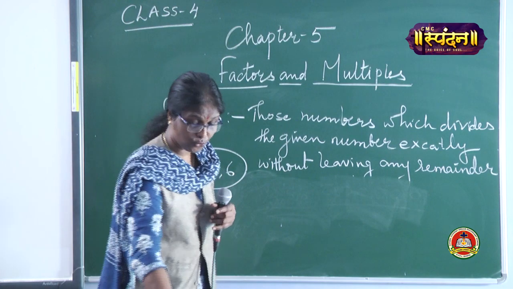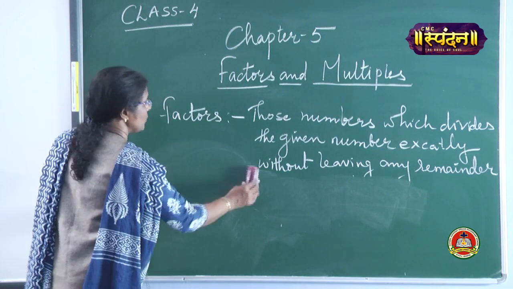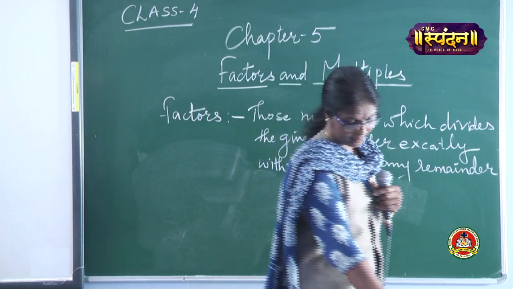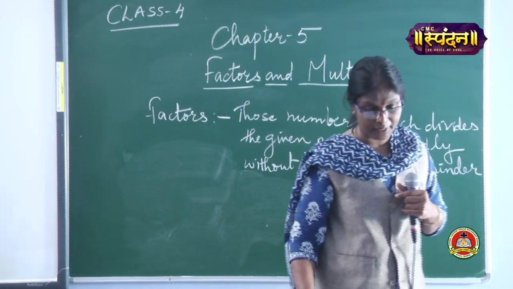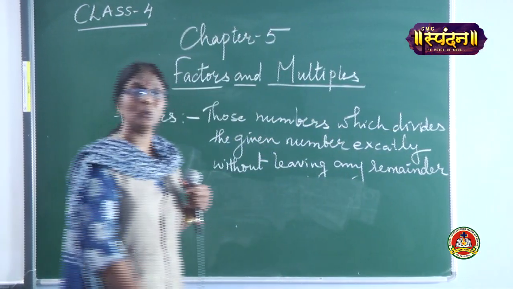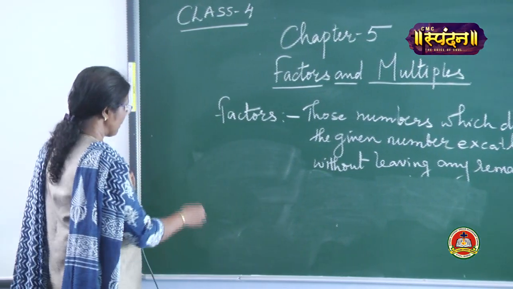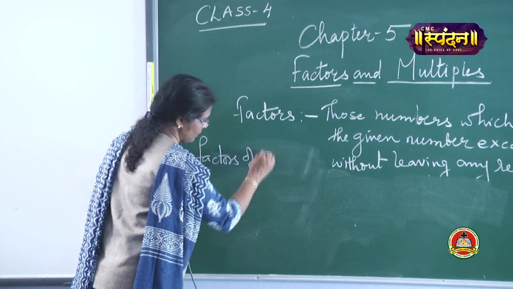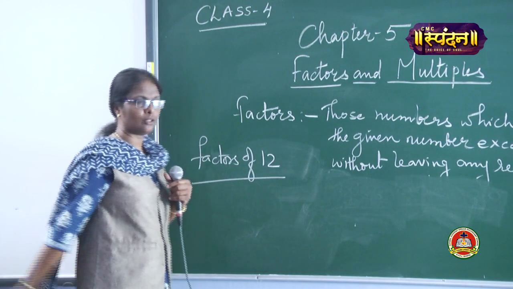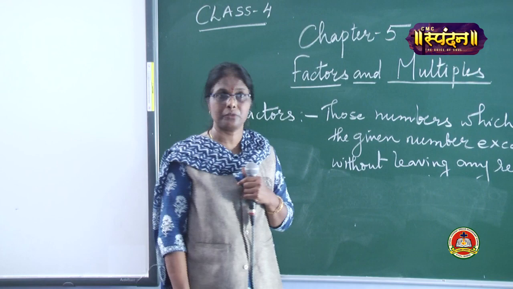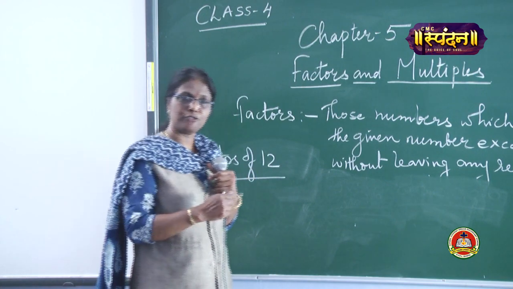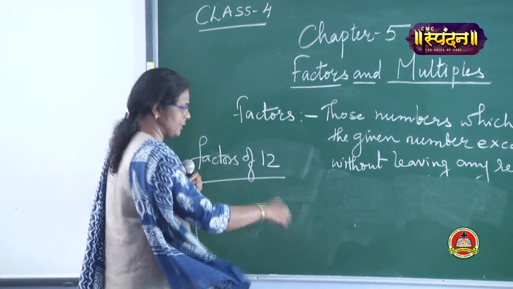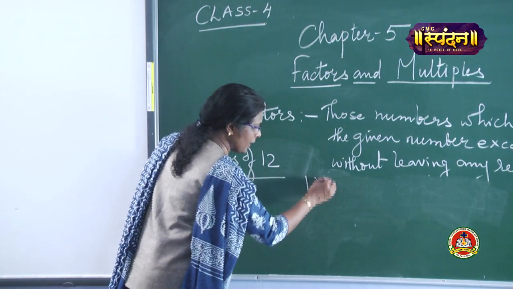Okay, now how to find the factors? This was to explain, but how are we going to find the factors? To find the factors, we actually find the pairs of numbers which give the product. For example, I am going to find the factors of 12. For that, we are going to find the pairs of numbers whose product is 12. The first pair we are going to write is 1 into 12.